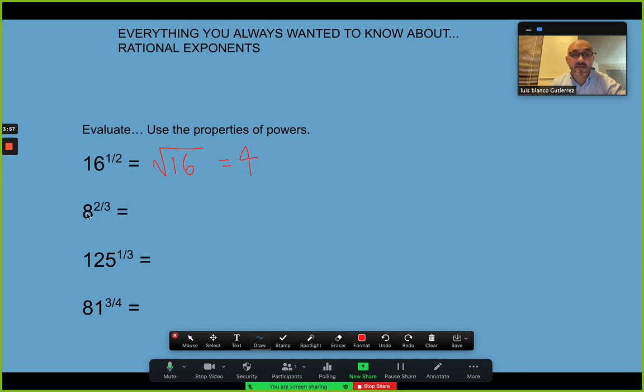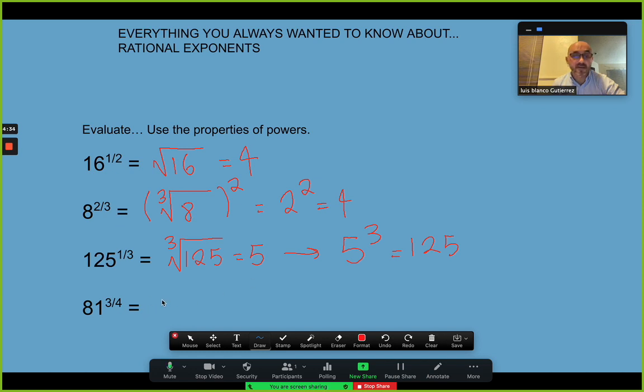What is going to be 8 to the power of 2/3? This is going to be the cubic root of 8, all of it to the power of 2. The cubic root of 8 is going to be 2, and 2 to the power of 2 is going to be 4. And this 125 to the power of 1/3 is going to be the cubic root of 125, and it's going to be 5, right? And remember, this is because 5 to the power of 3 is 125.